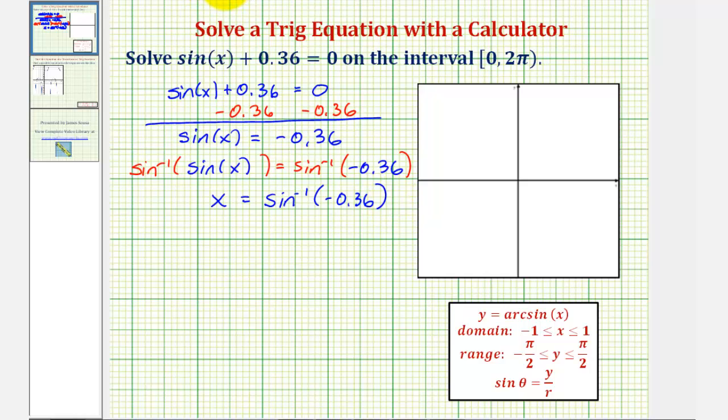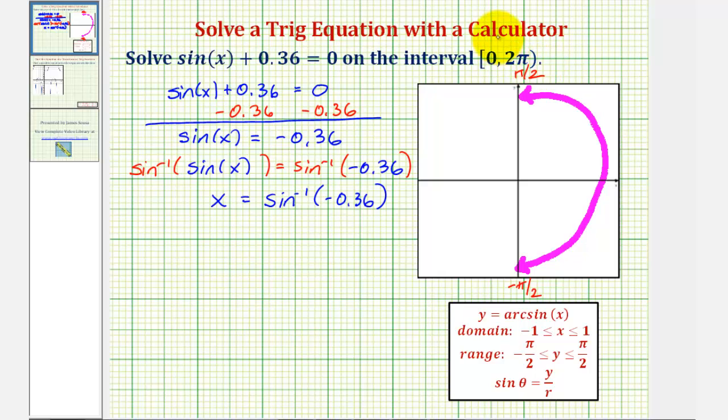Now before we go to the calculator, we need to remember that the output or the range of the inverse sine function is the closed interval from negative pi over 2 to pi over 2 radians. The terminal side of negative pi over 2 radians would be the negative y-axis, and the terminal side of pi over 2 radians would be the positive y-axis, which means the calculator is only going to give us one solution on the interval from negative pi over 2 to positive pi over 2 radians. This is important to recognize because we're looking for solutions on the interval from 0 to 2 pi radians.